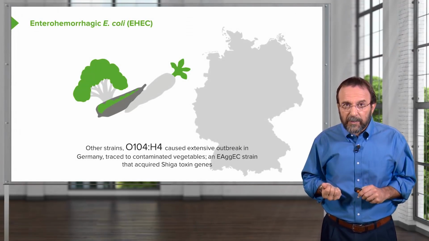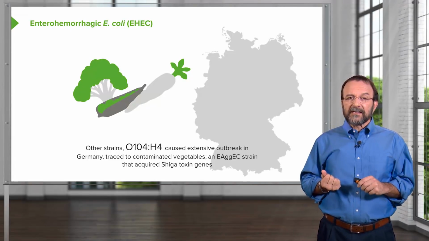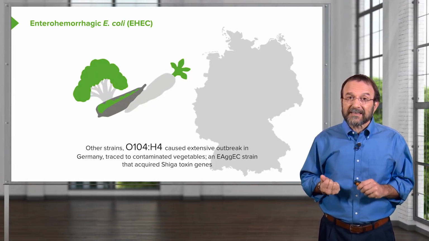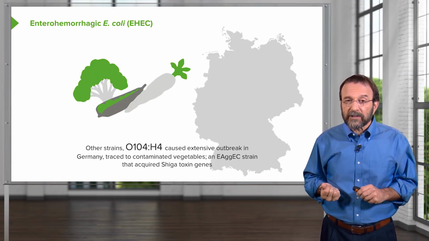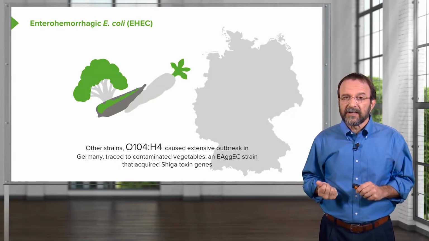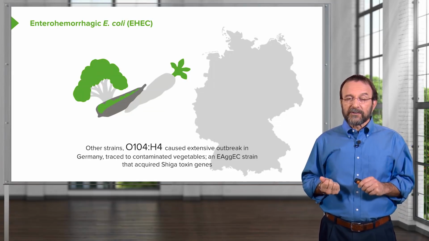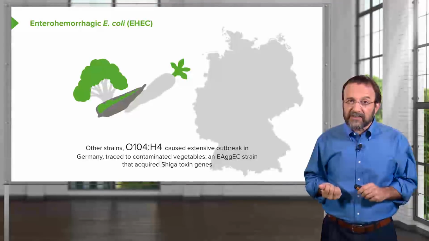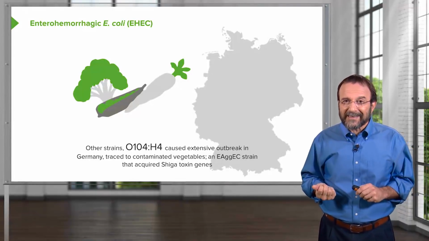A very large outbreak of an EHEC strain occurred a number of years ago in Germany, and these were caused by a slightly different strain, a brand new one that hadn't been seen before, O104:H4. So now you know exactly what the O and the H antigens are. This caused a big outbreak in Germany of foodborne disease, and it was traced to contaminated vegetables. It was actually an EAggEC strain.